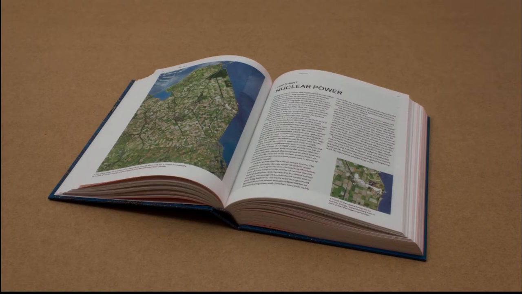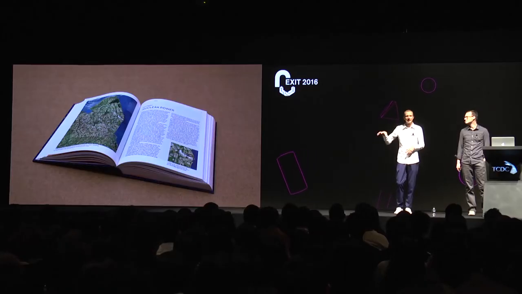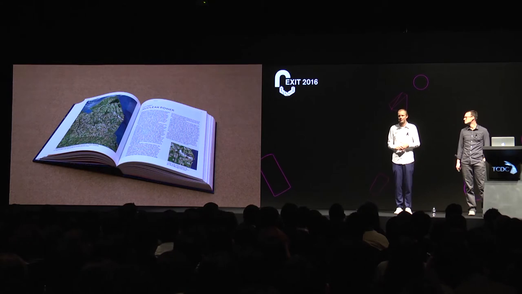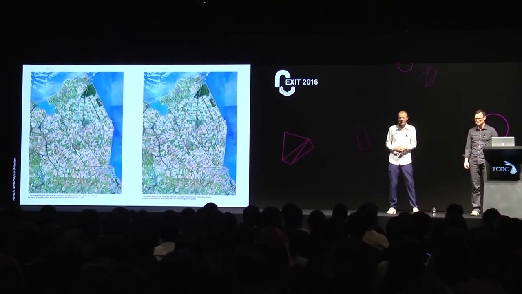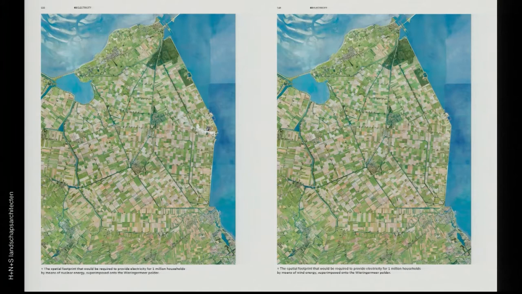The idea behind this book, that Dirk Simons and his company, H&S Landscape Architects, had, is that they wanted to see what might happen to a polder in the Netherlands. The image you see there is a polder north of Amsterdam, if you were to generate energy in that space for 1 million homes. And they created these photo montages to show that. So what you see here on the left is the impact of nuclear energy on the landscape. And it's really not that much.